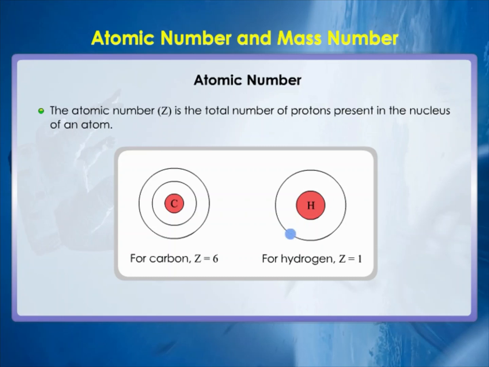For hydrogen, Z is equal to 1 because in a hydrogen atom only one proton is present in the nucleus. Similarly, for carbon, Z is equal to 6. Therefore, the atomic number is defined as the total number of protons present in the nucleus of an atom.